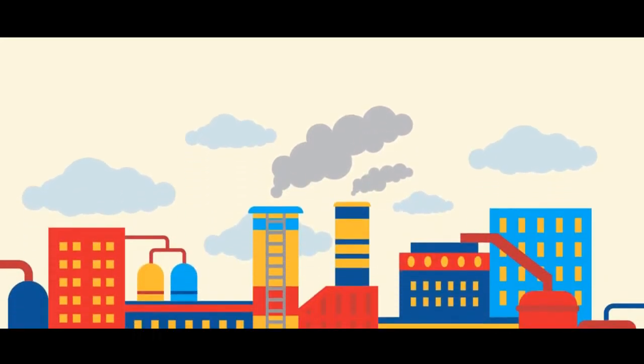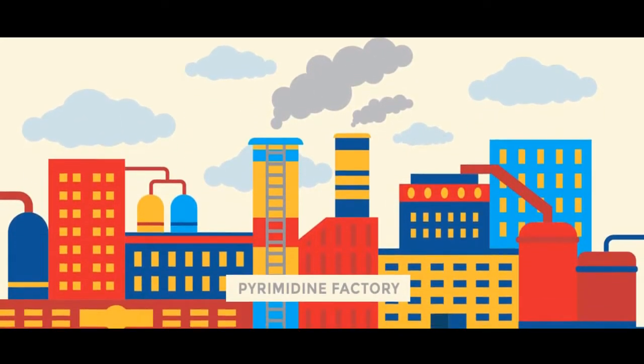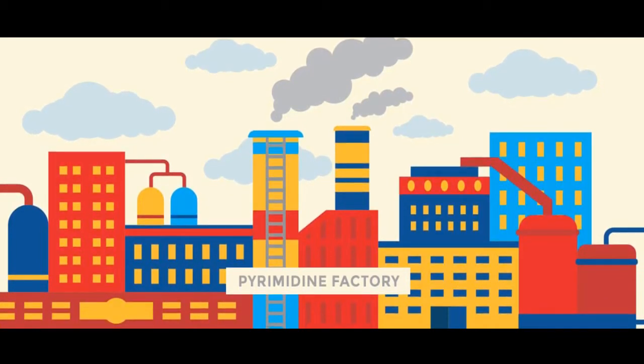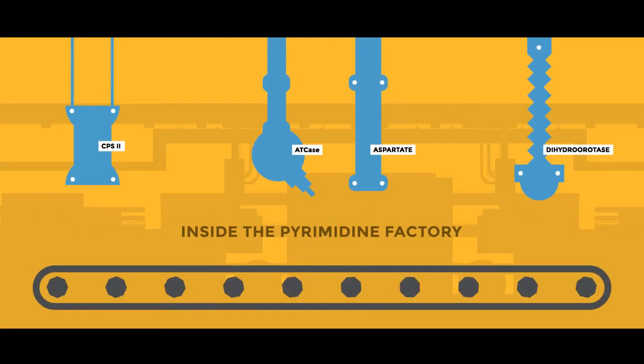Welcome to the Pyrimidine factory, where de novo synthesis of pyrimidine happens. De novo means from scratch. Anyway, let's go see how pyrimidines are made. Let's pretend the inside of our factory is the cytosol. That is where pyrimidine is synthesized de novo.